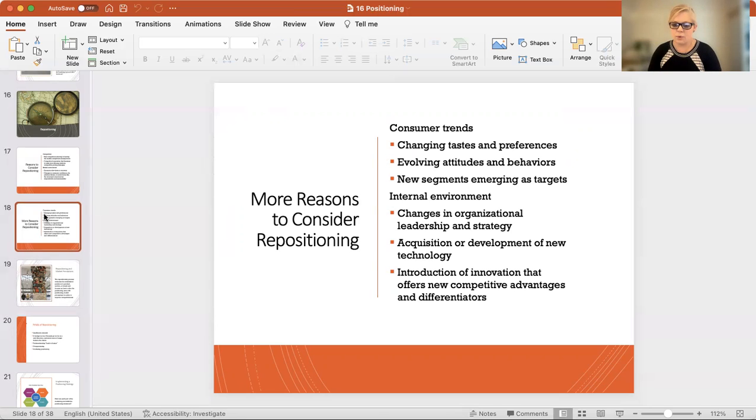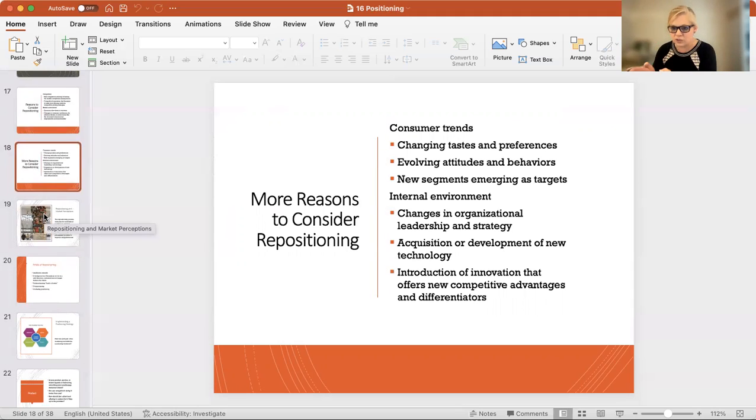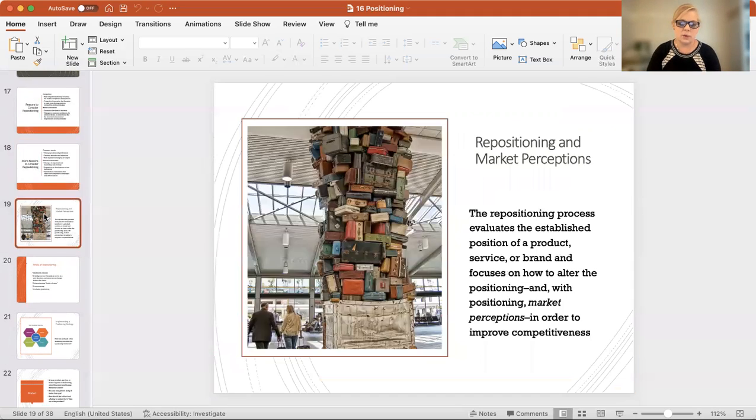New segments that are emerging, even new demographics that are coming into their purchase power. Changes in organizational leadership will definitely do that. You've seen some of that with Starbucks and Apple. Changes in organizational leadership will often end up with waves of things. We call it kind of a wave where it kind of comes over each other. This person will change, and then a new wave of leadership and product changes or service changes will follow. Acquisition of a company or development of new technology. These are all things that we would consider in a company needing to change directions and reposition themselves.